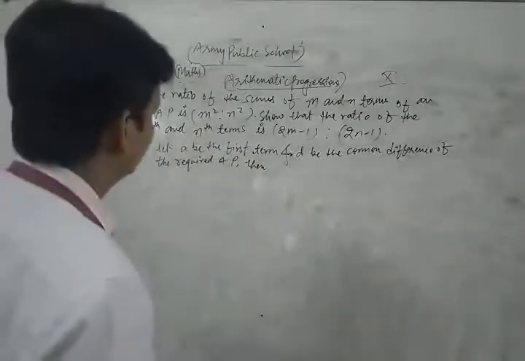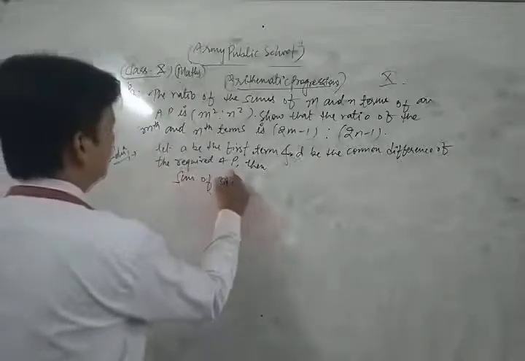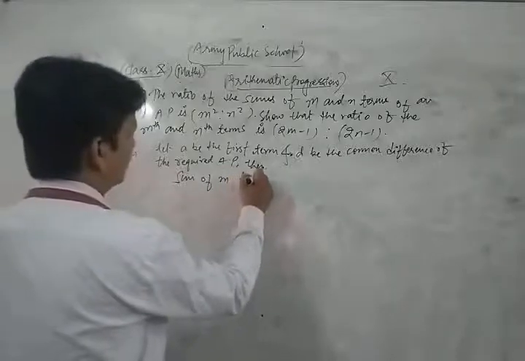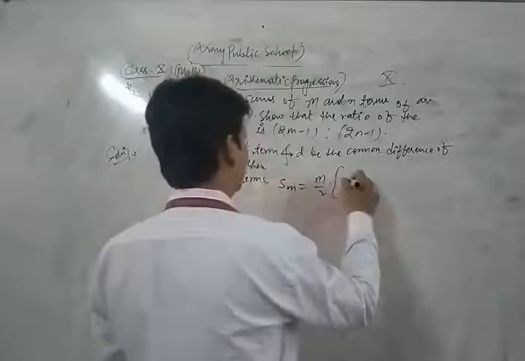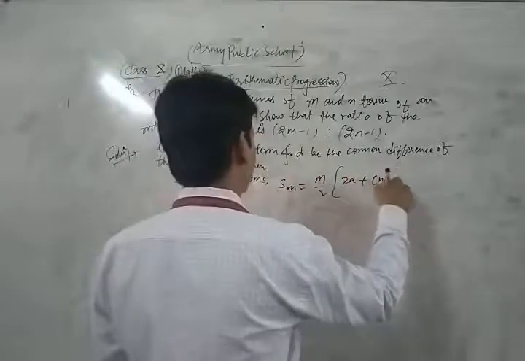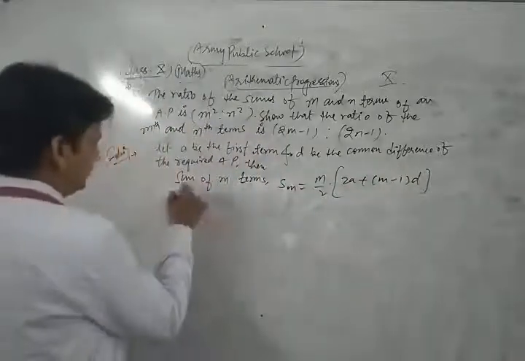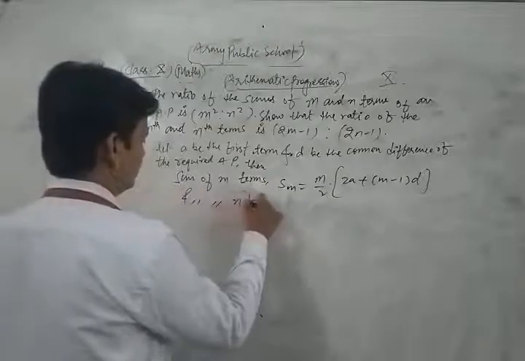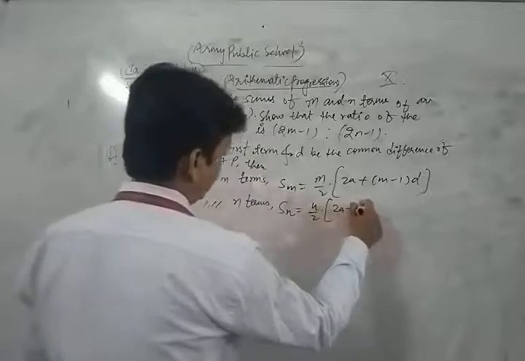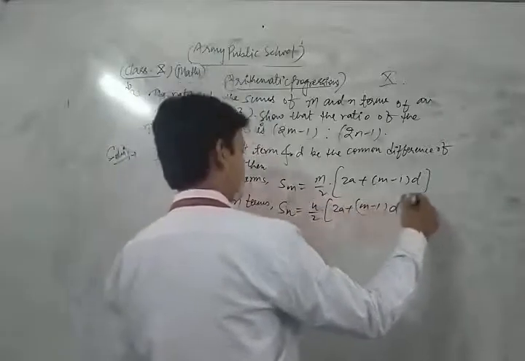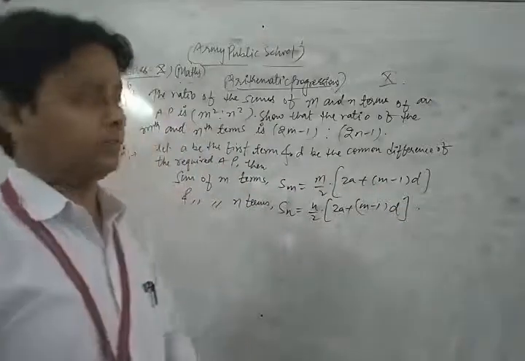Then the sum of m terms, that is Sm, is equal to m by 2 in bracket 2a plus (m minus 1) into d. Okay, and the sum of n terms, that is Sn, is equal to n by 2 in bracket 2a plus (n minus 1) into d. This is the sum of n terms and sum of m terms of the given AP.